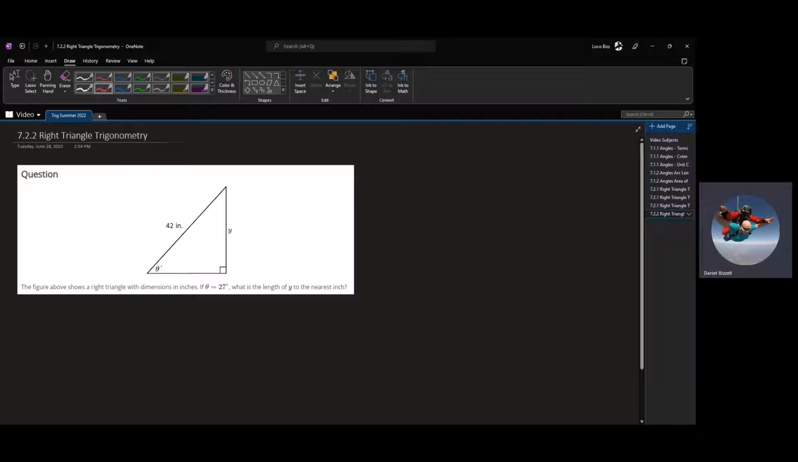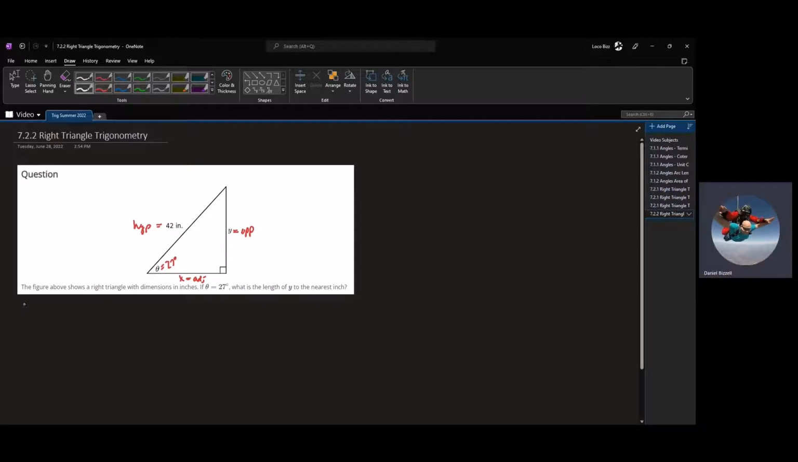So we know that theta is equal to 27 degrees, and we know that our hypotenuse is equal to 42, and then our adjacent side, I'm going to label x, we don't know what it is, and then we have our opposite side, y, and we don't know what it is either. So we need to use the two points of information we have, that theta is 27 degrees and the hypotenuse is 42 inches, to try to solve this missing side.